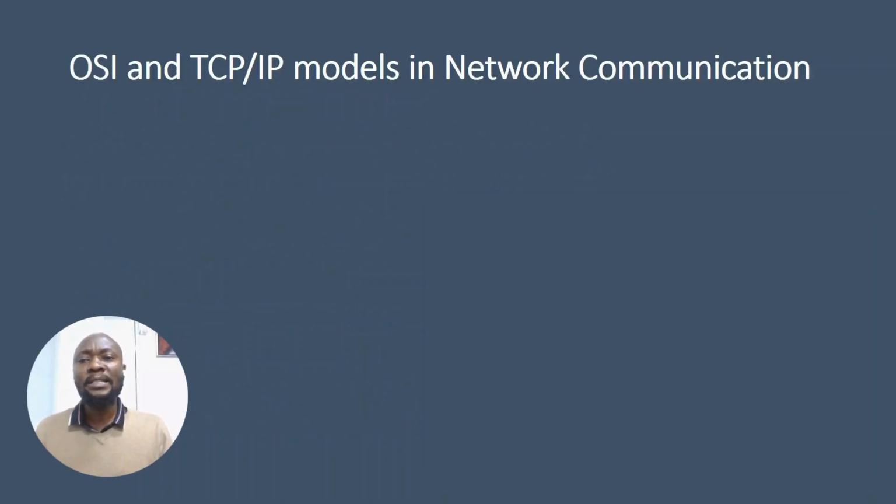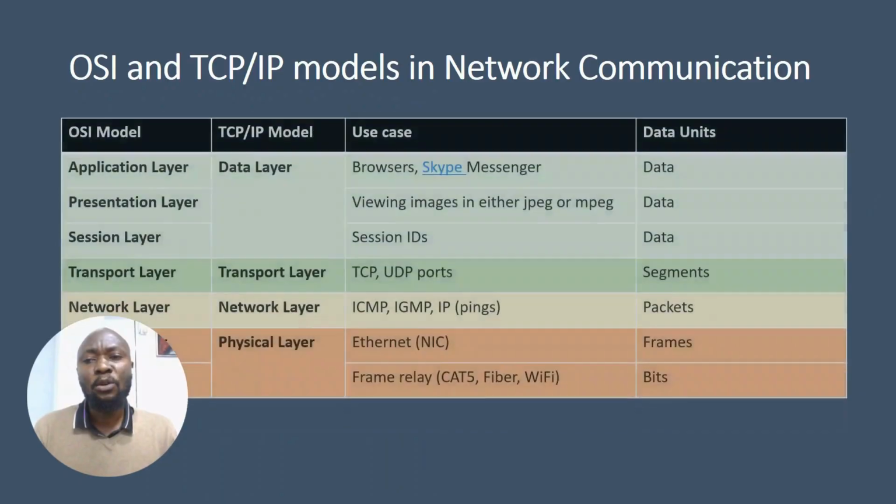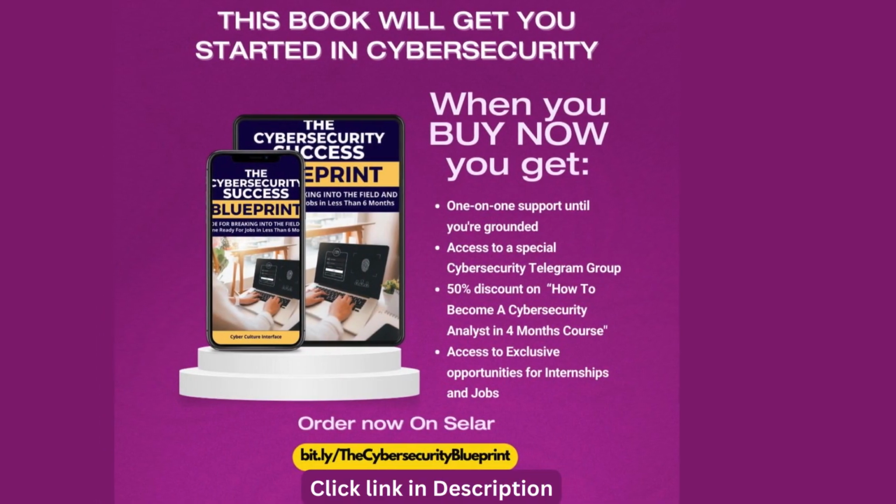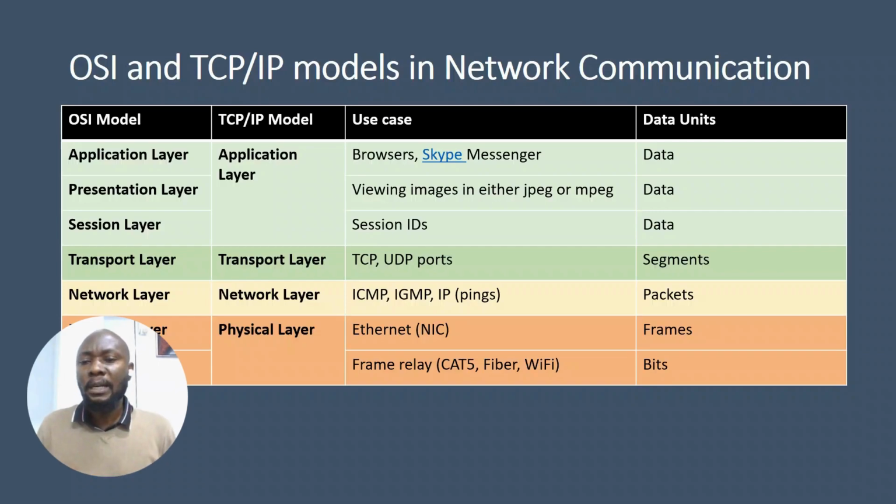Now, the OSI and TCP models in network communication. There is a relationship between the OSI and the TCP/IP model. In the OSI model, we have 7 layers: the application layer, presentation layer, session layer, transport layer, network layer, data link layer, and the physical layer. In the TCP/IP model, we have the application, transport, network, and the physical layer.